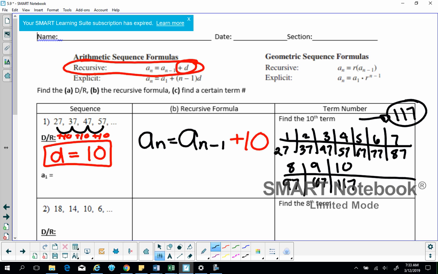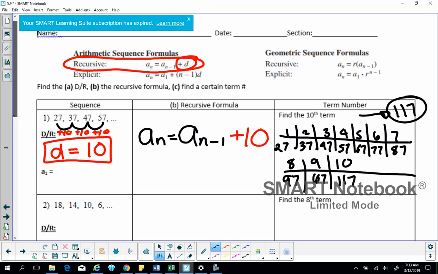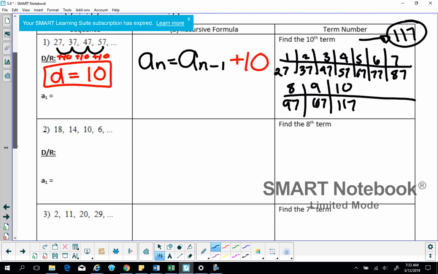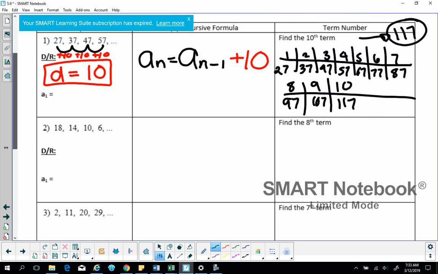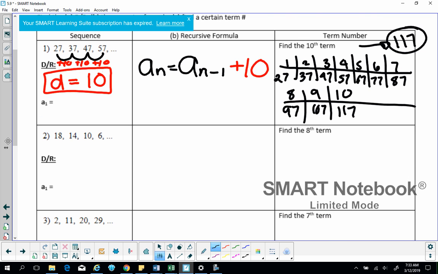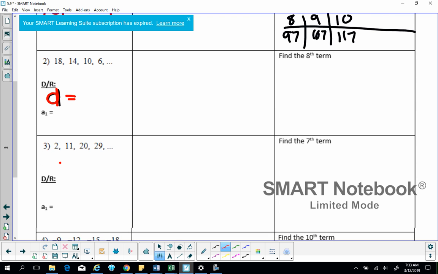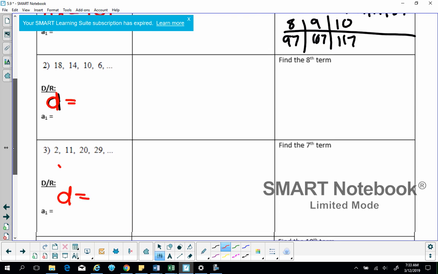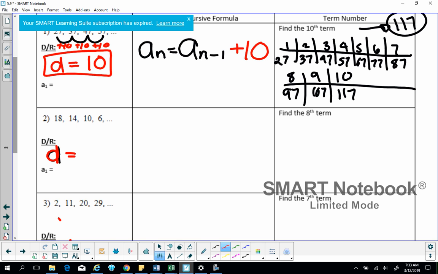Does that make sense? Okay, let's try the next one. So I'll give you a few minutes to try the next one. First thing you should figure out is this whole front page is going to be difference. It's all going to be arithmetic. So I know they're all going to be D equals. So see if you can try the one by myself. I'm going to lag behind you. So you're trying the next one on your own. I'm going to lag behind you.